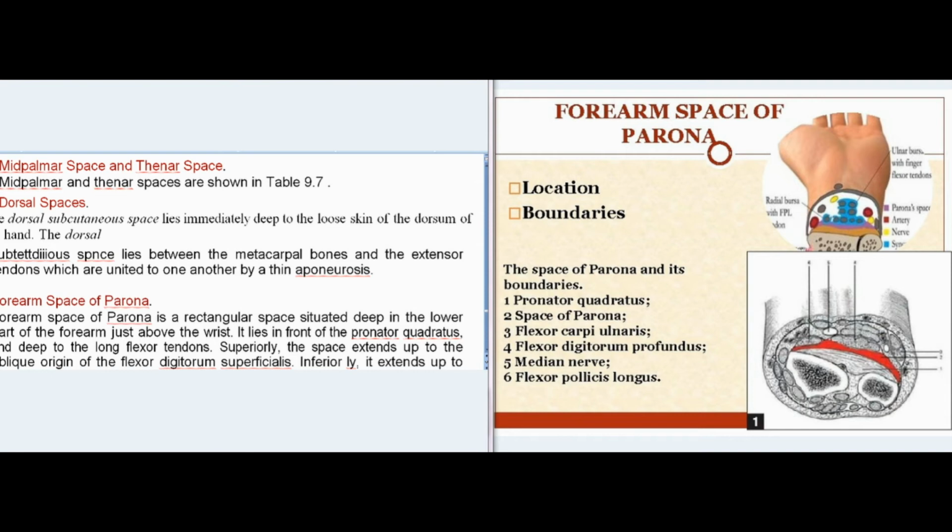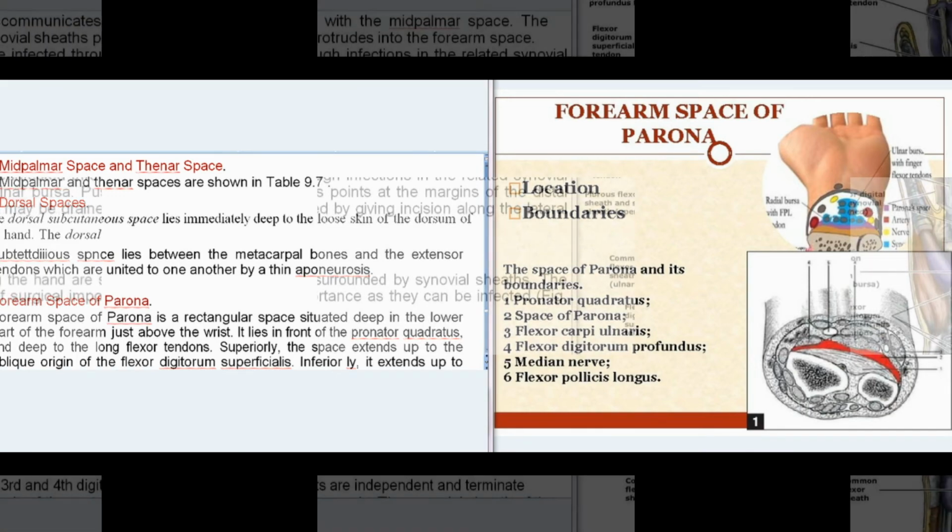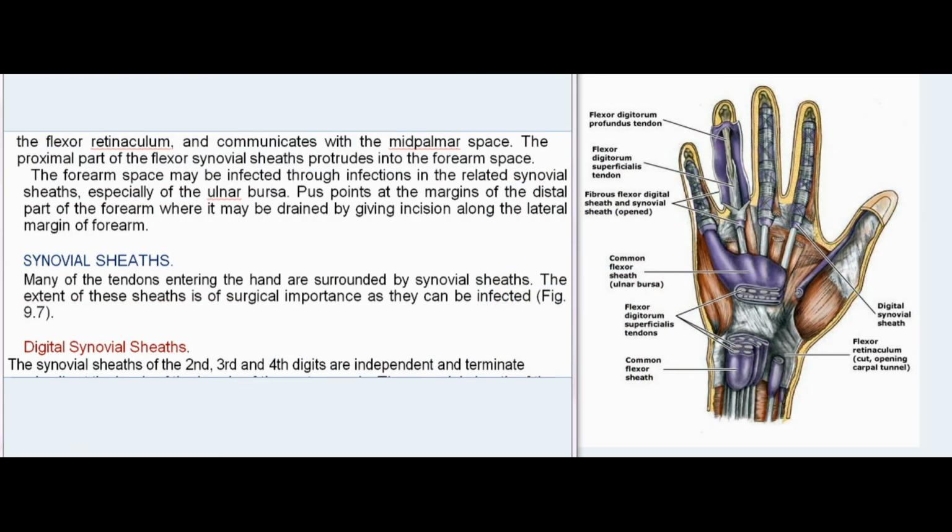Superiorly, the space extends up to the oblique origin of the flexor digitorum superficialis. Inferiorly, it extends up to the flexor retinaculum, and communicates with the mid-palmar space. The proximal part of the flexor synovial sheaths protrudes into the forearm space. The forearm space may be infected through infections in the related synovial sheaths, especially of the ulnar bursa. Pus points at the margins of the distal part of the forearm, where it may be drained by giving incision along the lateral margin of the forearm.